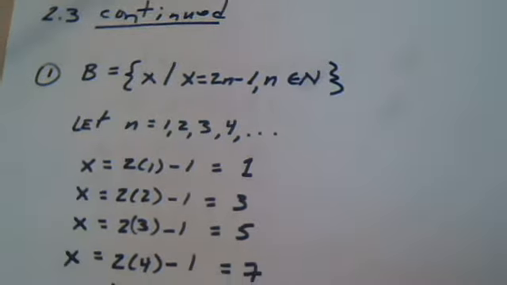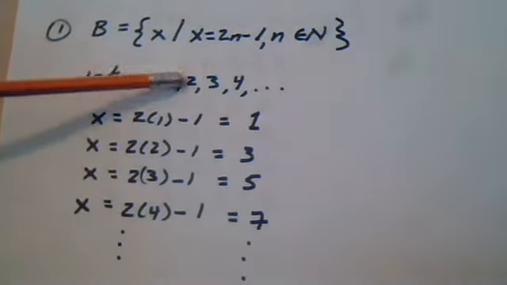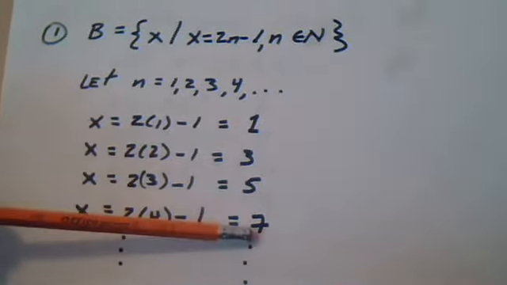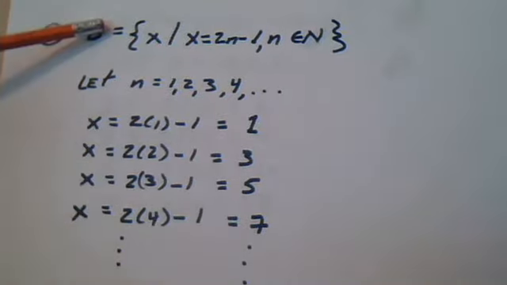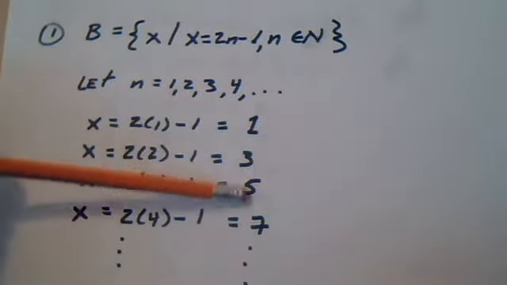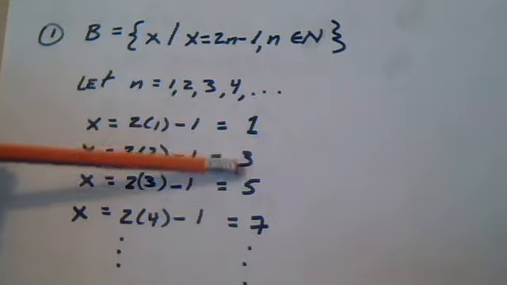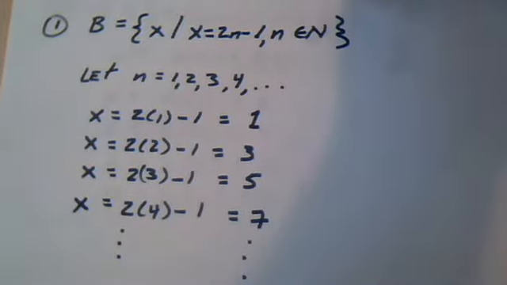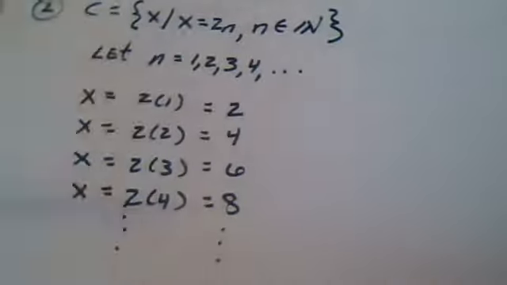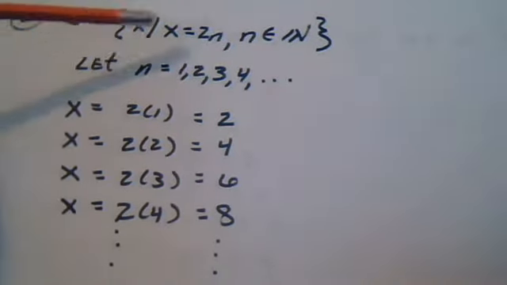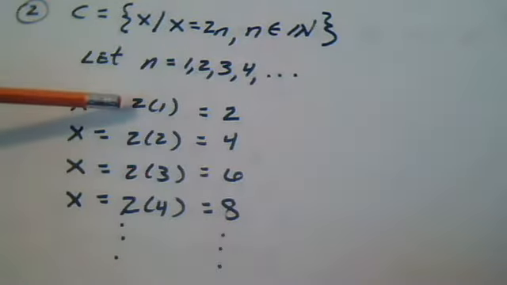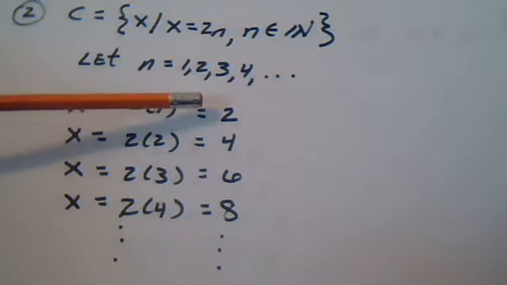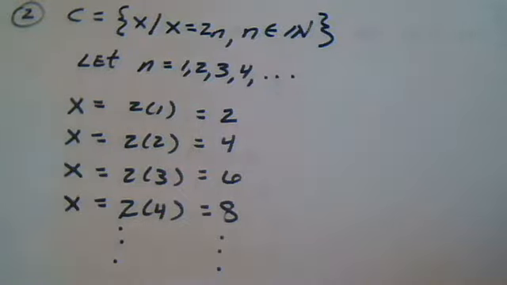So here's B. We're going to let the n equal the natural numbers. We substitute them into the n, simplify, and it produces these elements. These are the members of set B. So the members of set B can be described as the odd numbers. So B are the odd numbers. For C, we replace the n with the natural numbers, plug it into this equation, and it produces the members of C. C are the even numbers.